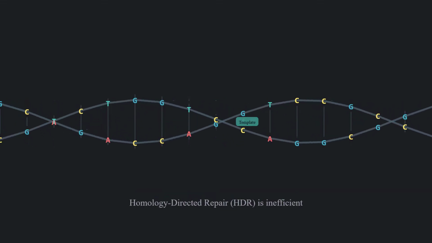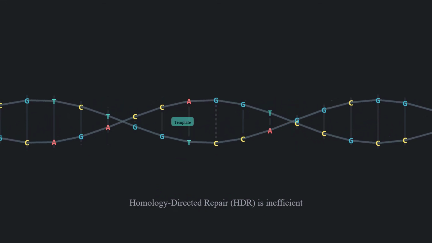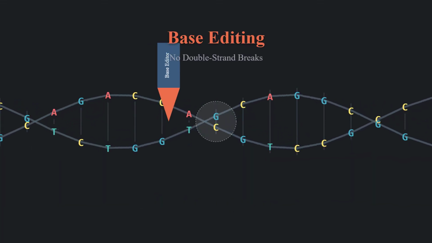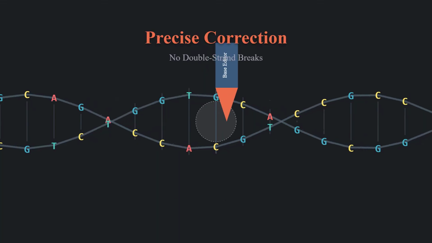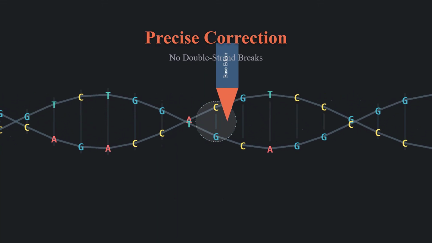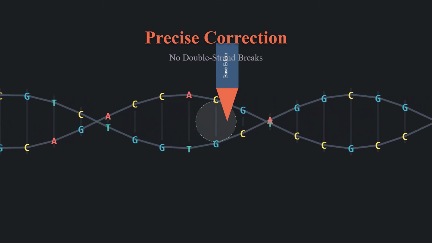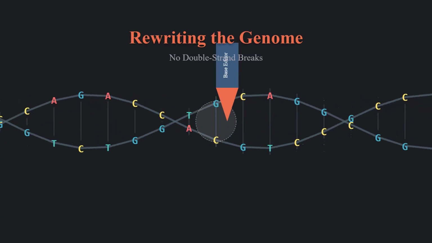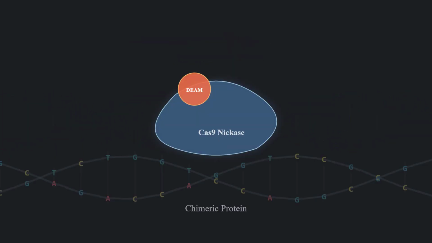Precise base substitution requires homology-directed repair, but this mechanism is highly inefficient, particularly in non-dividing cells like neurons. Base editing overcomes this fundamental limitation. Base editors directly convert one target base pair into another, enabling highly efficient, precise point mutation correction without ever creating a double-strand break. This targeted chemical modification allows scientists to rewrite the genome one letter at a time.